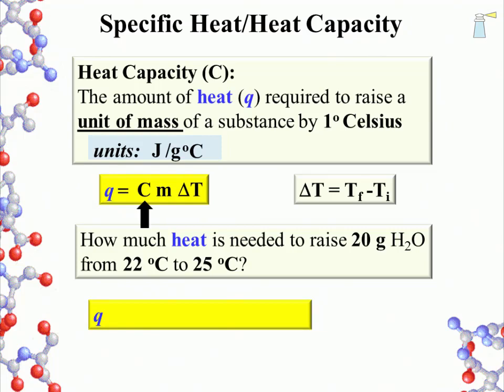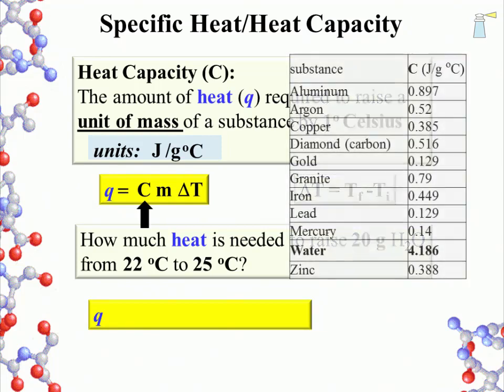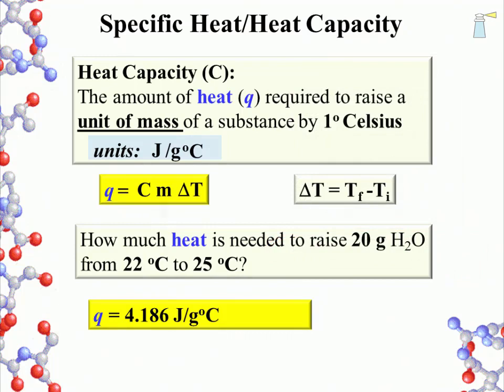We need to find the heat capacity for water. But how? Look it up. These are experimentally determined quantities and can only be gotten from a table. The heat capacity for liquid water is 4.186 joules per gram Celsius. Add that to the formula. The next variable is mass. That is given in the problem as 20 grams. Insert that into the formula.